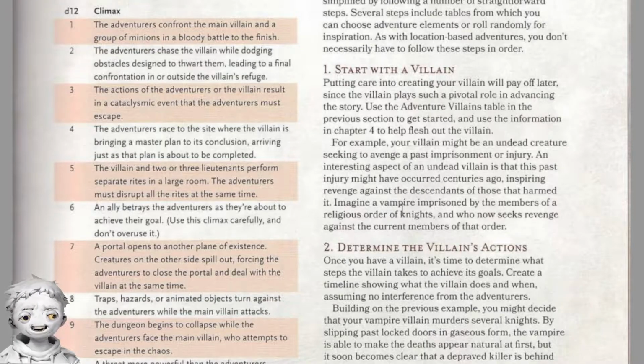1. Start with the villain. Putting care into creating your villain will pay off later, since the villain plays such a pivotal role in advancing the story. Use the adventure villains table in the previous sections to get started, and use that information in chapter 4 to help flesh out the villain. For example, your villain might be an undead creature seeking to avenge a past imprisonment or injury. An interesting aspect of an undead villain is that this past injury might have occurred centuries ago, inspiring revenge against the descendants of those that harmed it. Imagine a vampire imprisoned by the members of a religious order of knights, who now seeks revenge against the current members of that order.